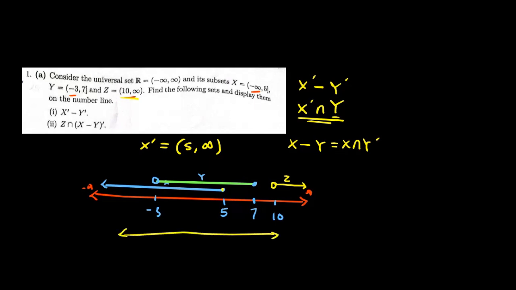Then let's say my 5 is here. This is my 5. From 5, an open interval at 5 going all the way to positive infinity like that. This is going to be my X complement. Then I have my Y complement, my Y is from 7.